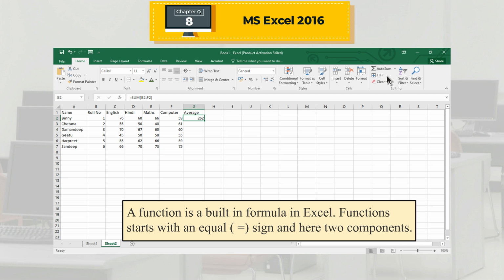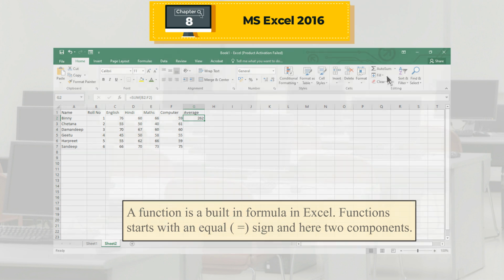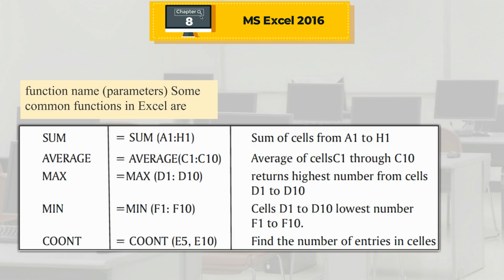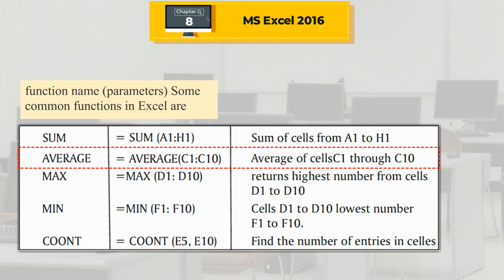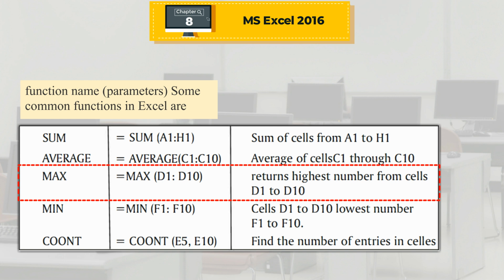Other functions in Excel. A function is a built-in formula in Excel. A function starts with an equal sign and has two components: function name and parameters. Some common functions in Excel are: SUM equals SUM(A1:H1), sum of cells from A1 to H1. AVERAGE equals AVERAGE(C1:C10), average of cells C1 through C10.